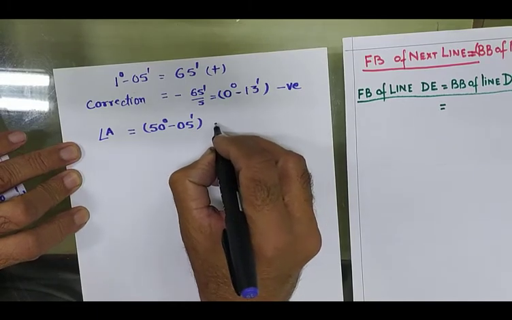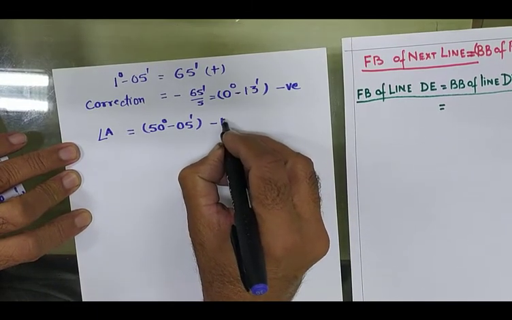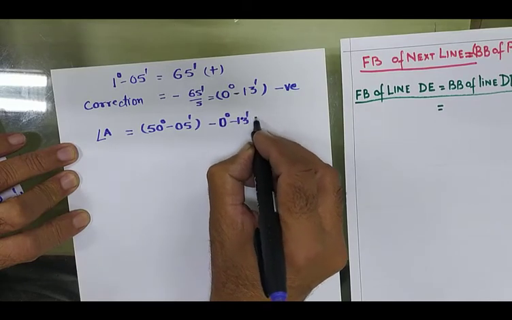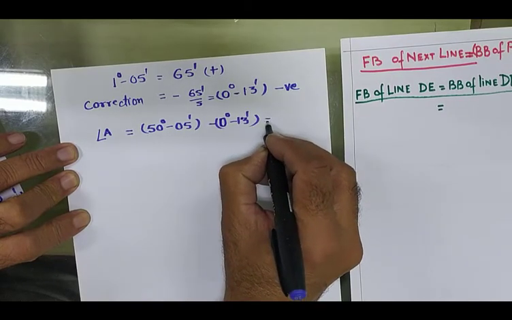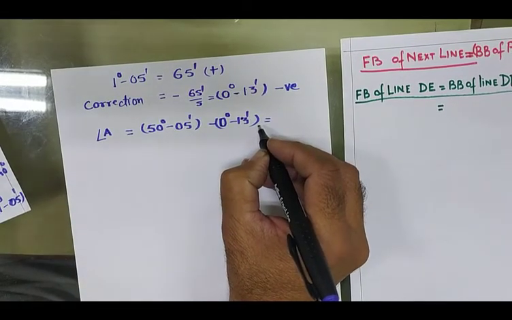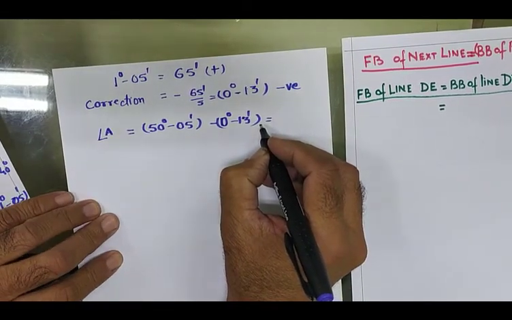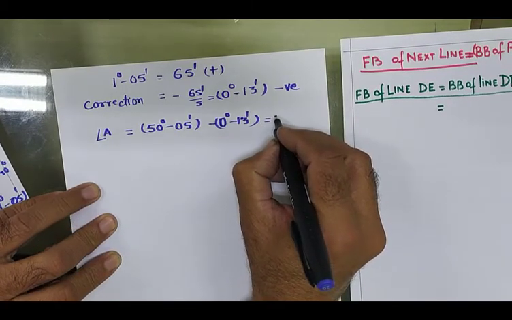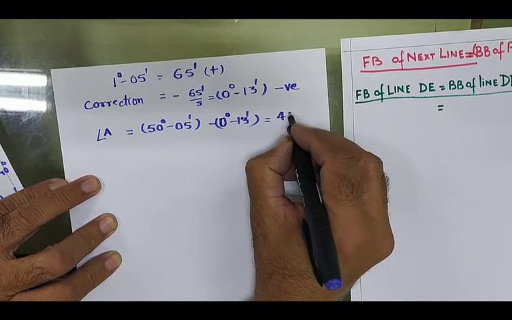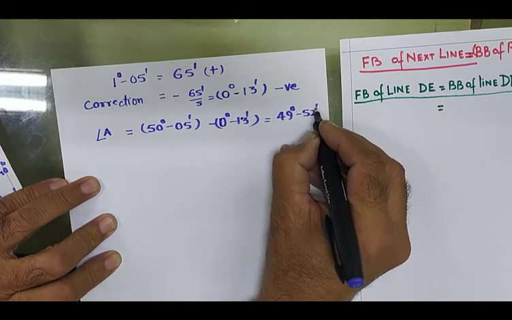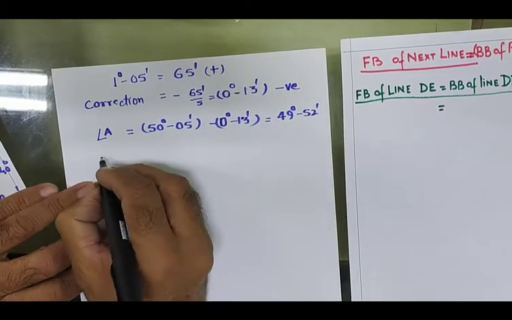So here you apply minus 0 degree 13 minutes. This comes to be the value of this angle, 49 degree 52 minutes. This is the actual value of the angle.